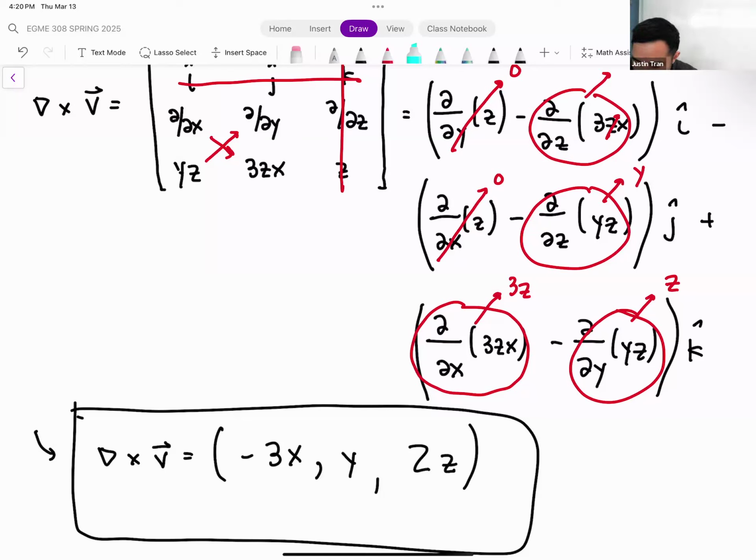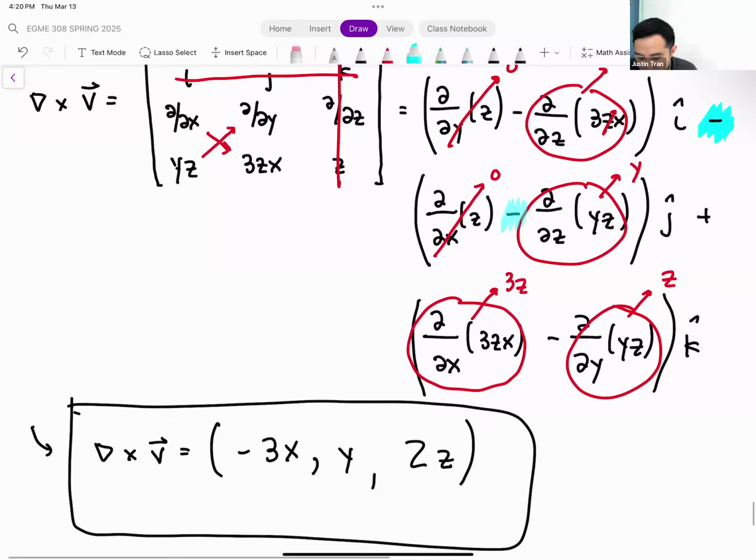Because we have two minuses here. We have this minus sign, which just comes as a consequence of the cross product. And then we have this minus sign on the inside here. So, the two minus signs.